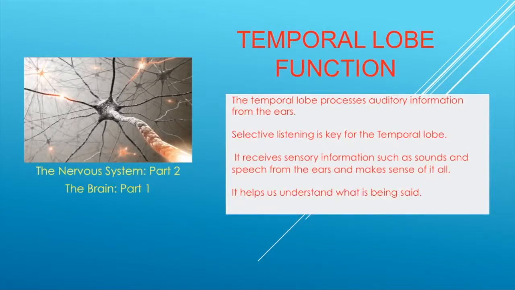In other words, if you're in a crowd of people and you're trying to have a conversation with another individual, the temporal lobe's able to tune out everybody else and concentrate on that one person you're talking to. So it receives information like sounds and speech and makes sense of it all. It puts it all together. It helps us understand what is being said and what the sound is.